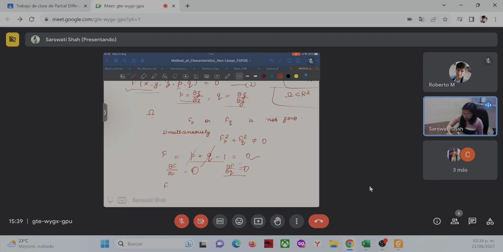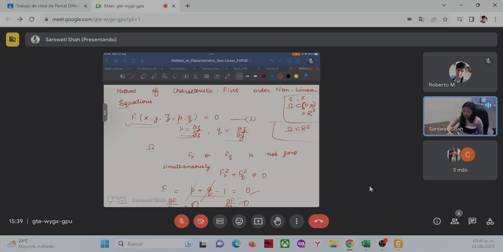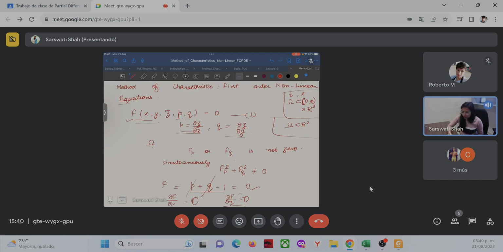Suppose you are considering a function that is independent of P and Q. So it will not contain these two variables. So what does that mean? That this function f is independent of the derivative of the unknown variable. And if it is independent of the derivative of the unknown variable, then it is an algebraic equation. It is no more a partial differential equation. The logic was so simple. That's why I was asking. I told you that these should not be 0 simultaneously.